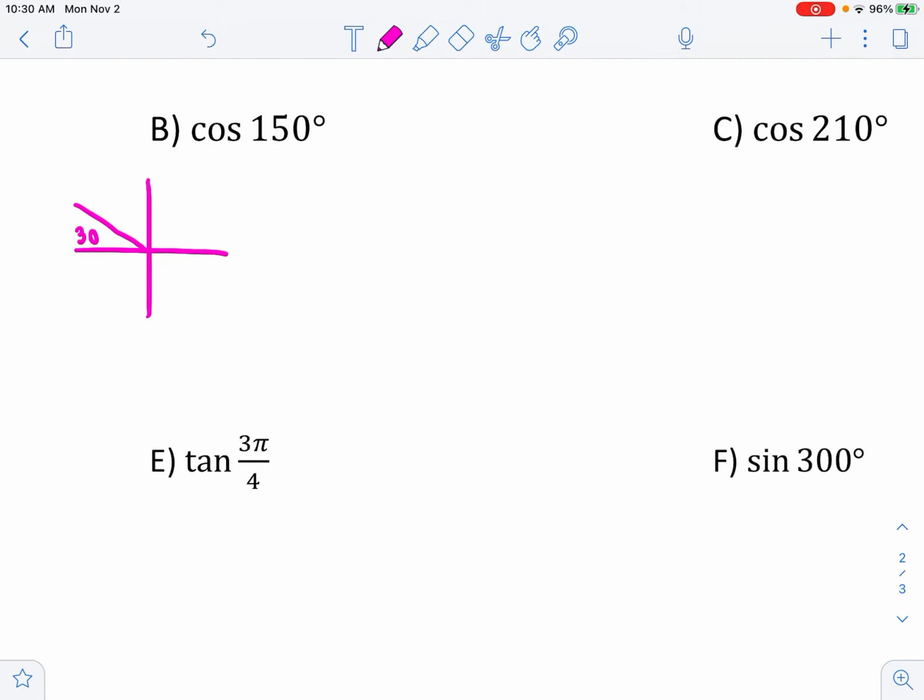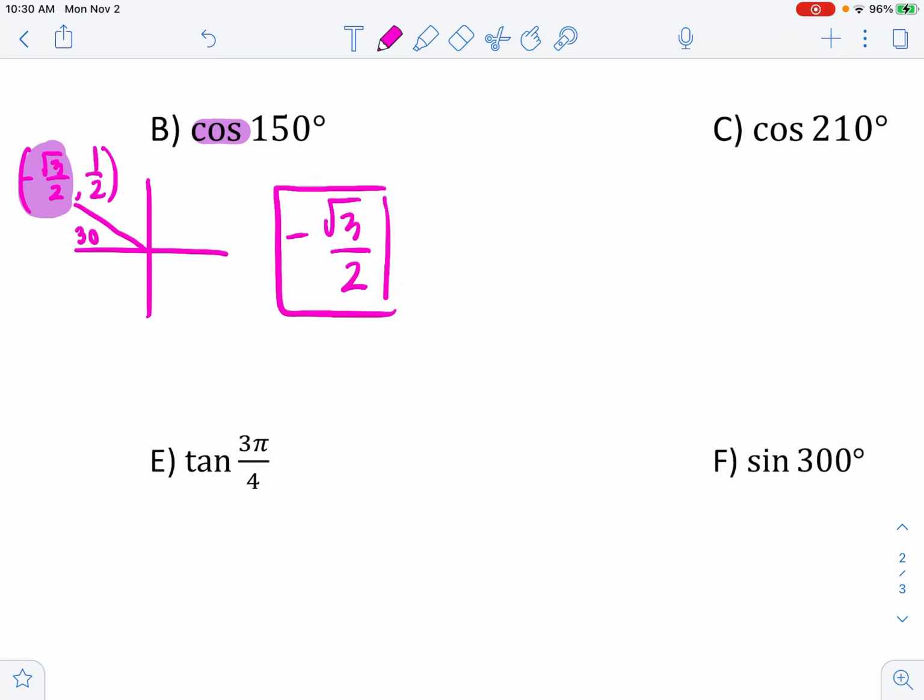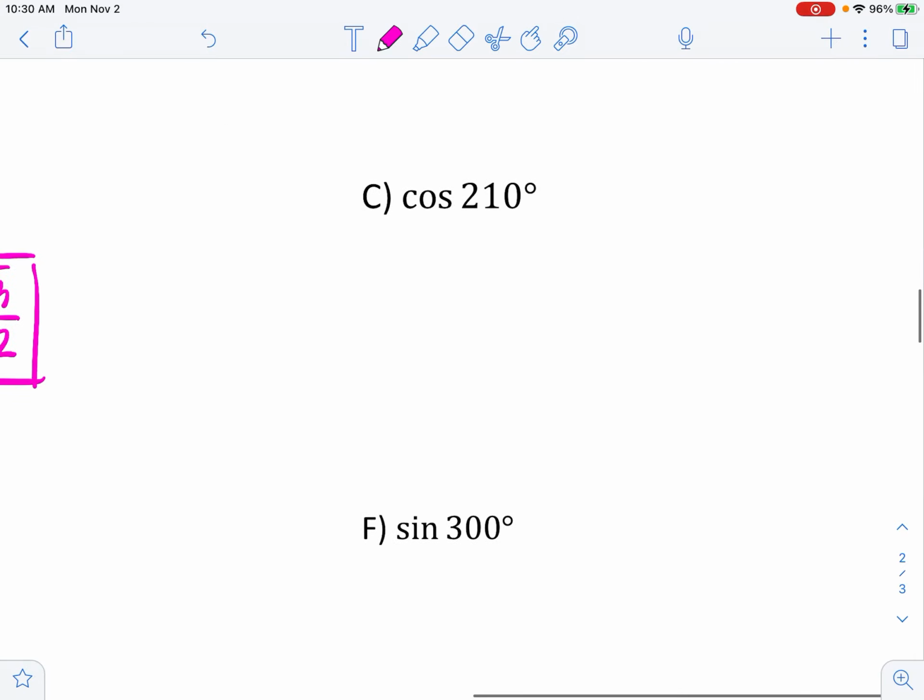Next one, cosine of 150. Once again, not in the first quadrant, but I know it's in the second quadrant. How far is it away from the x-axis? 30 degrees, so it's a 30-degree reference angle. √3/2 to the left, 1/2. Cosine is the x value, so -√3/2 is my answer.